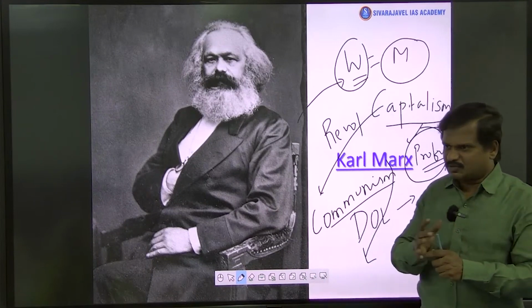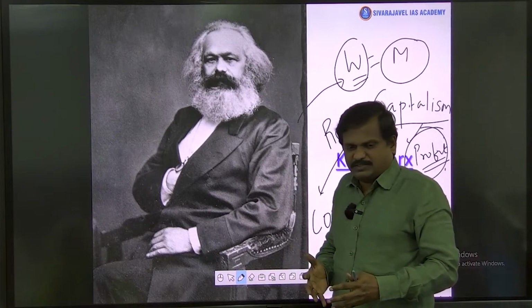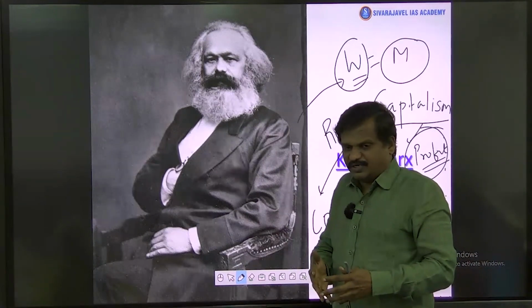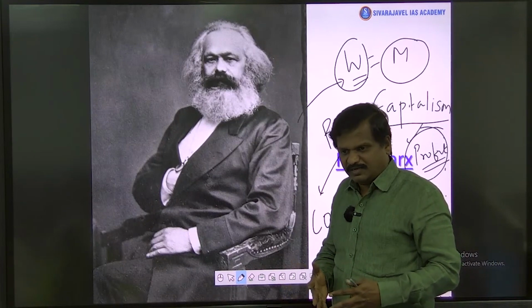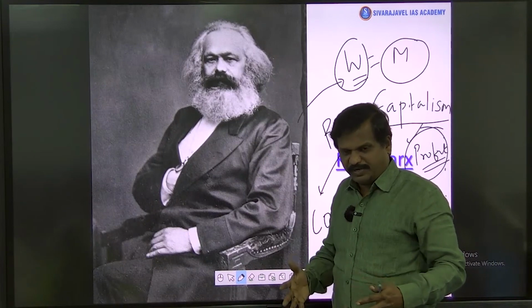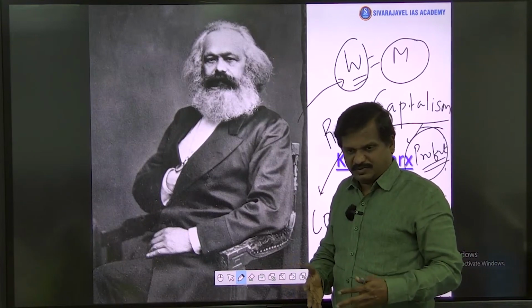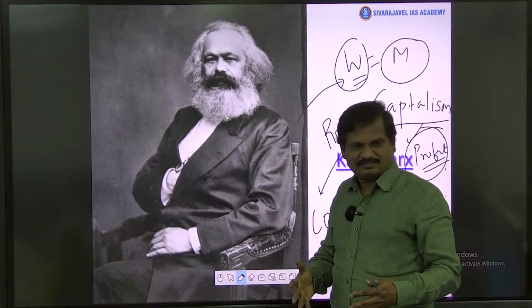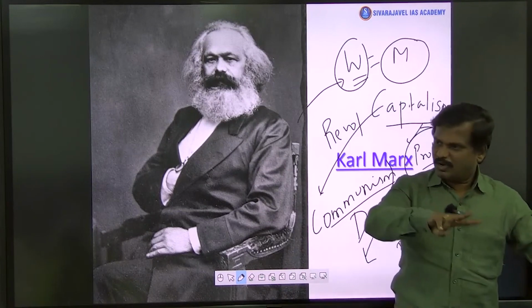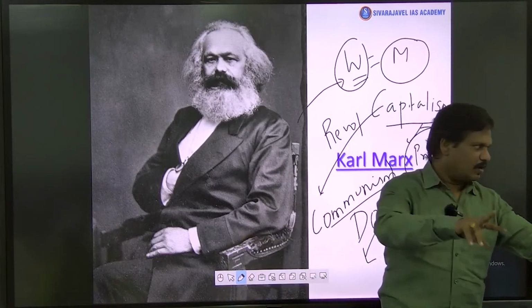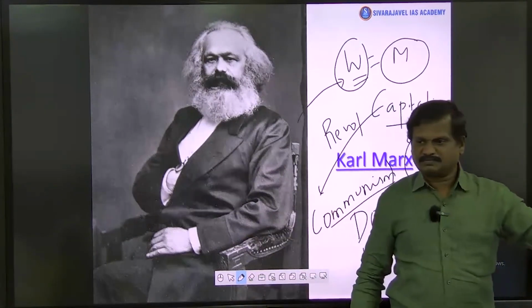So when Durkheim's sociology is about progress, about integration, Karl Marx's sociology is about division and exploitation, communism. So both are standing on the opposite ends.